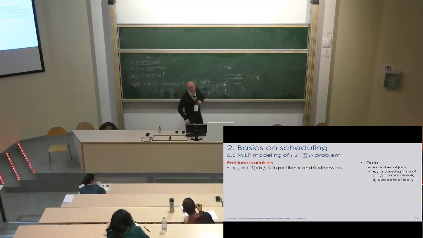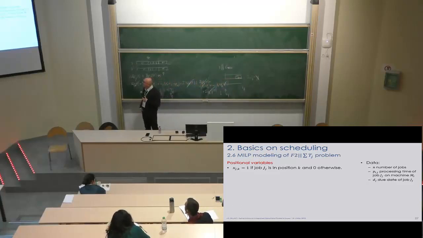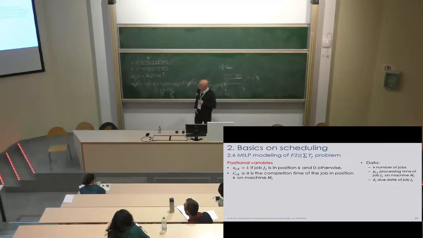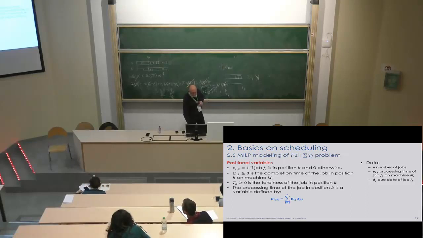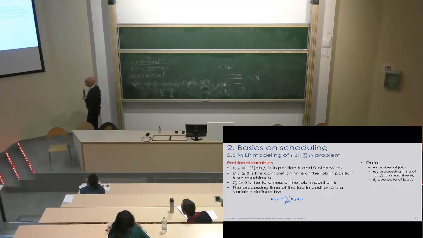We define positional variables. It's a very common way to model a scheduling problem, with x_jk equal to 1 if job j is in position k and 0 otherwise. And then we use continuous variables, which are the completion times of the jobs on the machines. The tardiness of the job in position k is T_k. And if we use this sort of variables, the processing time of the job in position k becomes a variable. It's equal to the sum of p_ij times x_jk.